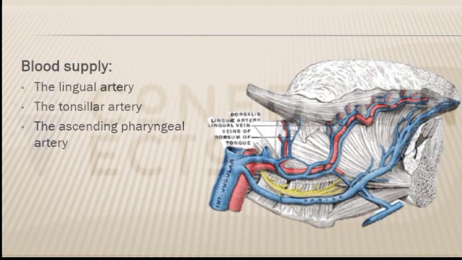Next, we will see the blood supply of the tongue. The major blood supply is the lingual artery, which supplies the whole tongue. It is a branch of the external carotid artery. The minor blood supply arteries are the tonsillar artery and the ascending pharyngeal artery. The tonsillar artery is a branch of the facial artery. The venous drainage of the tongue is majorly through the lingual vein, which drains into the internal jugular vein.